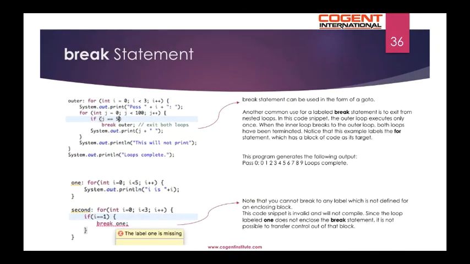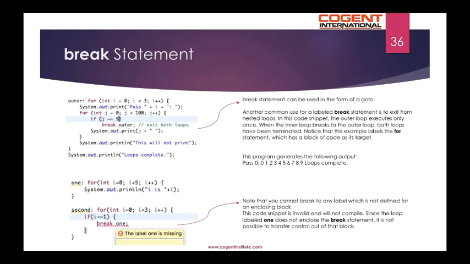Here's another example where break statement can be used in the form of a goto. Another common use for a labeled break statement is to exit from nested loops. In this code snippet, the outer loop executes only once. When the inner loop breaks to the outer loop, both loops have been terminated. Notice that this example labels the for statement, which has a block of code as its target. This program generates the following output: pass 0, 0, 1, 2, 3, 4, 5, 6, 7, 8, 9, loops complete.